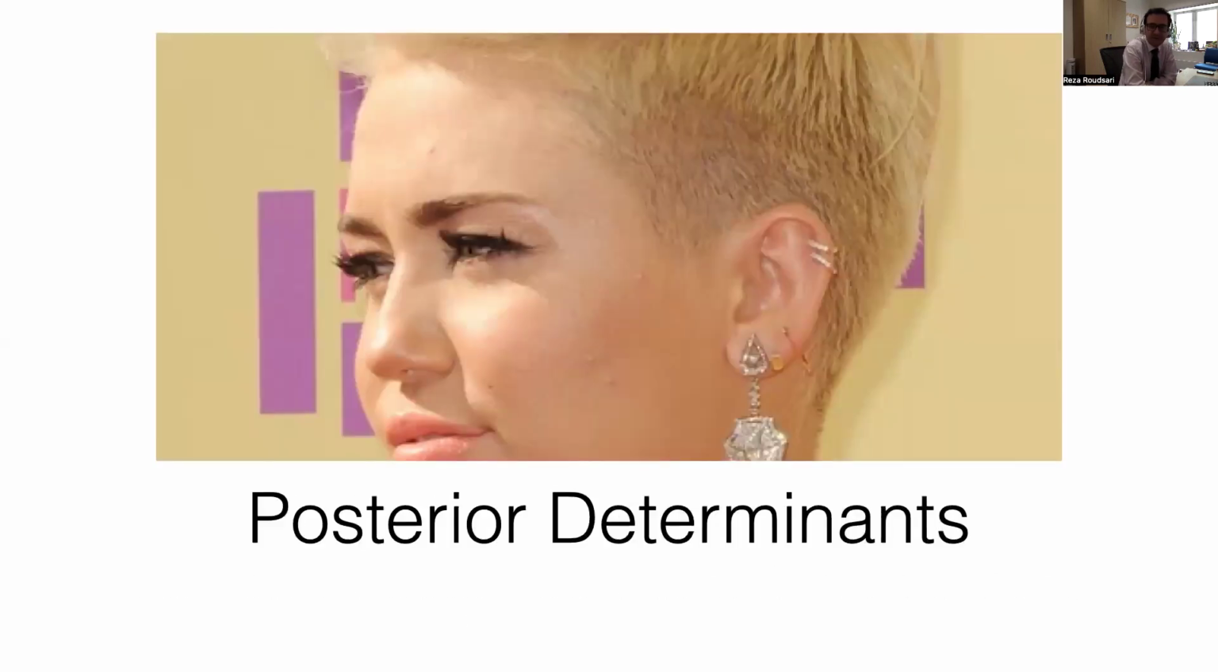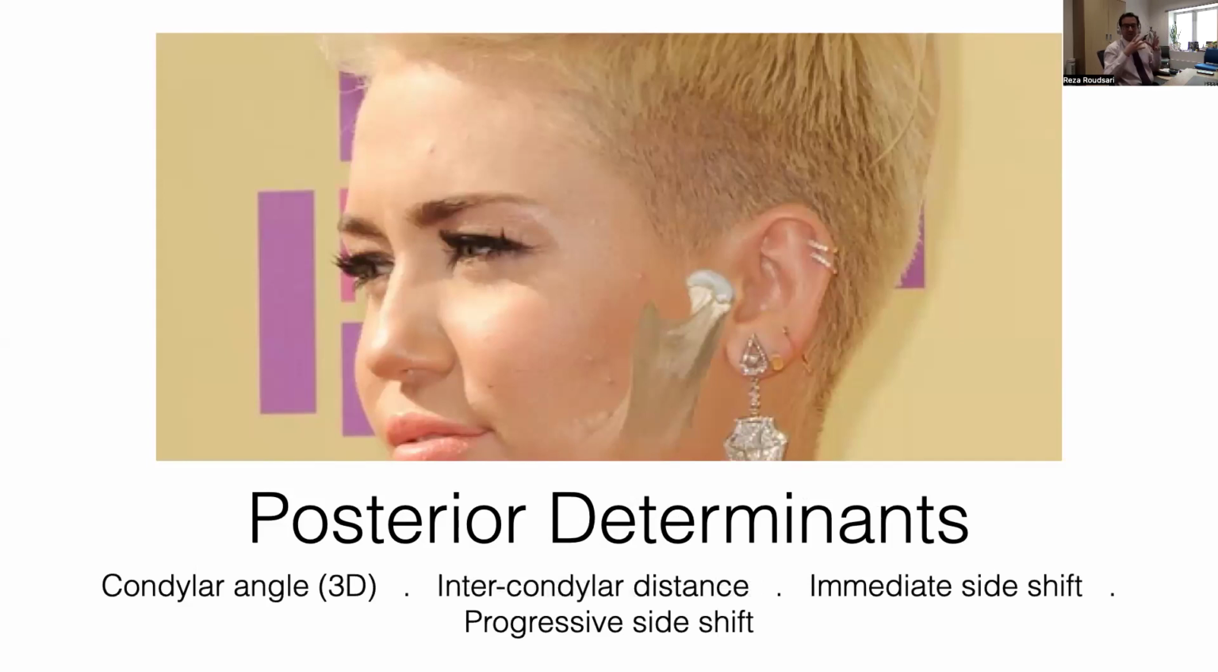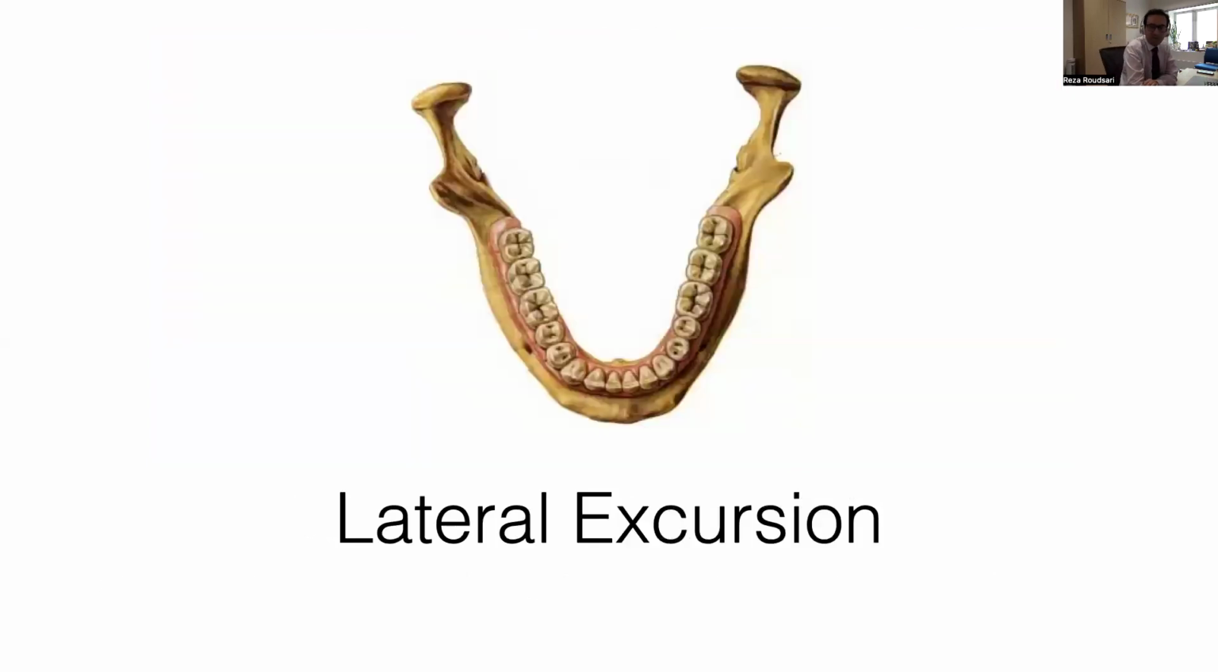Your posterior determinants of occlusion are essentially your condyle, the muscles which are attached to your condyle, as well as your articulatory system. So that's essentially your condyle in three dimensions. When we're talking about condylar angle, it's not only in the axial, but also in the coronal and sagittal planes. Then there is your intercondylar distance, your immediate side shift, which I'm going to discuss in a second, as well as your progressive side shift. So let's have a look at lateral excursion.